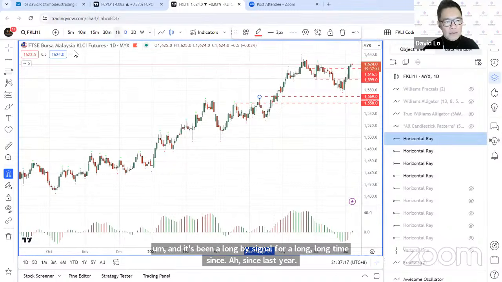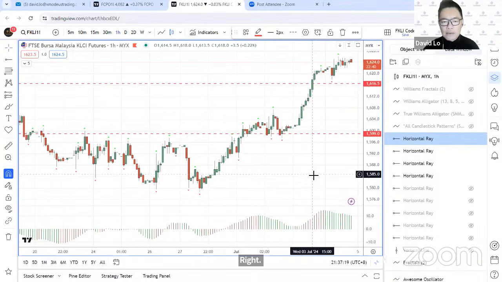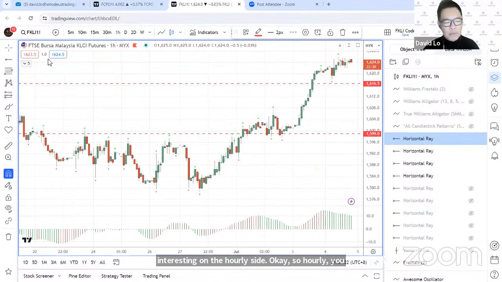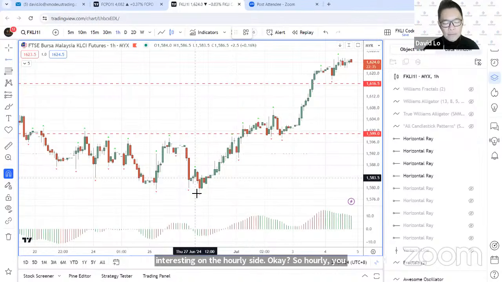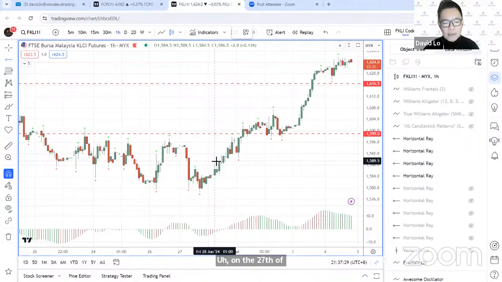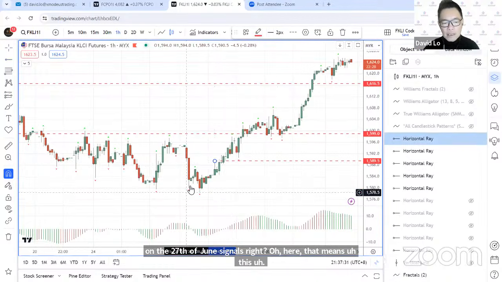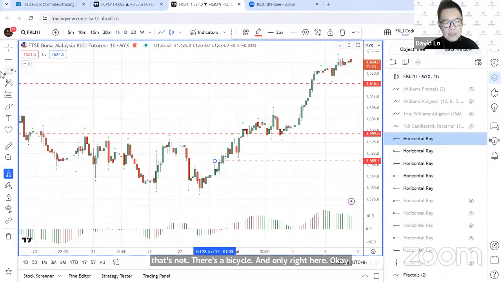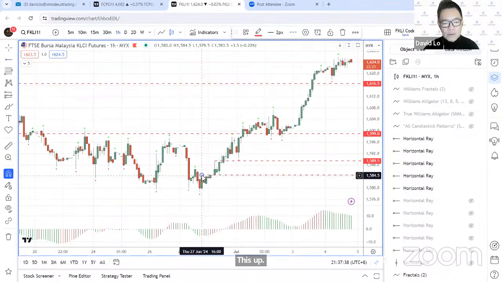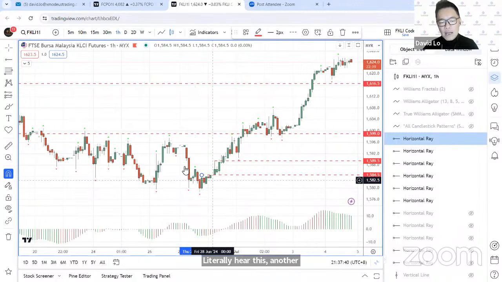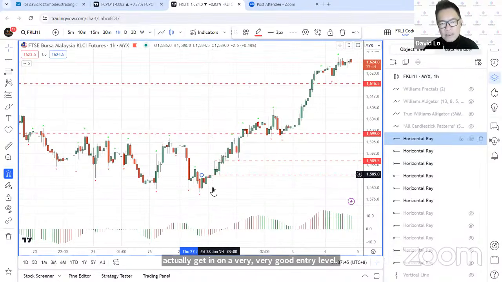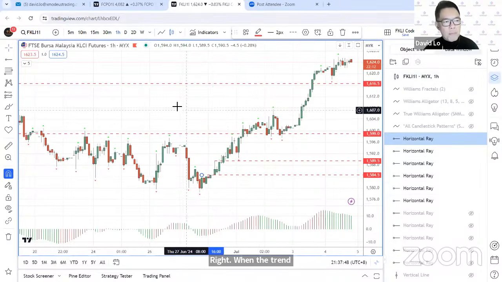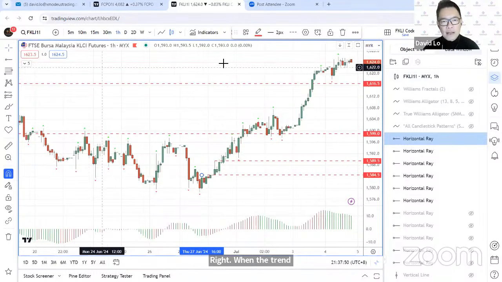Let's look at the hourly to see anything interesting on the hourly side. On the hourly, you are able to identify various signals on the 27th of June right over here. There's a buy signal on the hourly right here, and there's another one here. If your eyes are astute, you can see one. So you can get in at a very good entry level when the trend starts a reversal. These are your live charts.